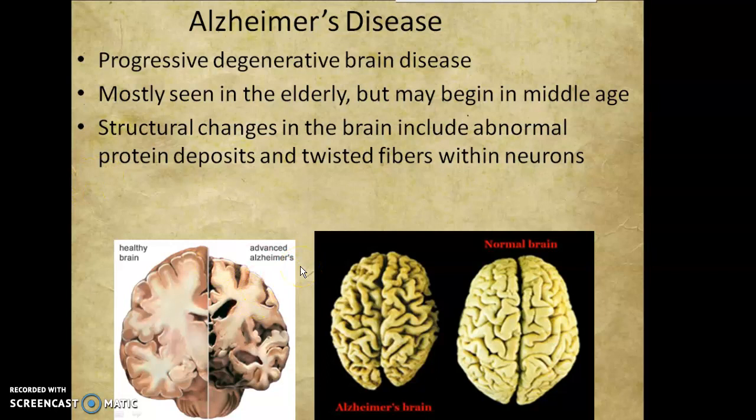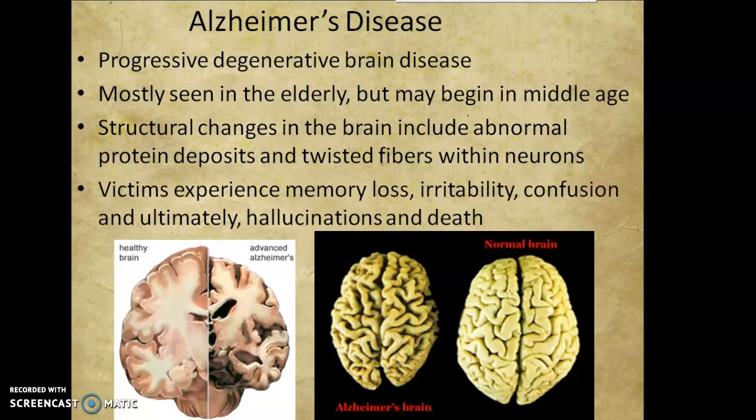The brain actually has fewer connections. With this, we notice that the brain tissue folds are really far apart. The brain itself begins to shrink a little because it's losing its density, and these structural abnormalities are going to lead to some pretty major symptoms: memory loss, irritability, confusion, and ultimately, in the end stages of Alzheimer's, usually close to the last amount of time that person is alive, it can sometimes lead to hallucinations and death.